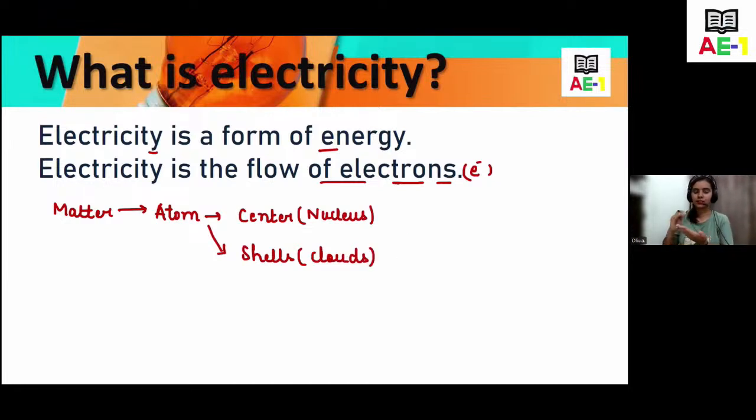So every matter is composed of atoms. Atoms can be further divided into two parts: the center one, which we call the nucleus, and the clouds or the shells around the center. The nucleus contains two charges in it. One is the proton, and another charge that is present in the center of any atom is your neutron. And the shells or clouds contain the third charge, that is your electrons.